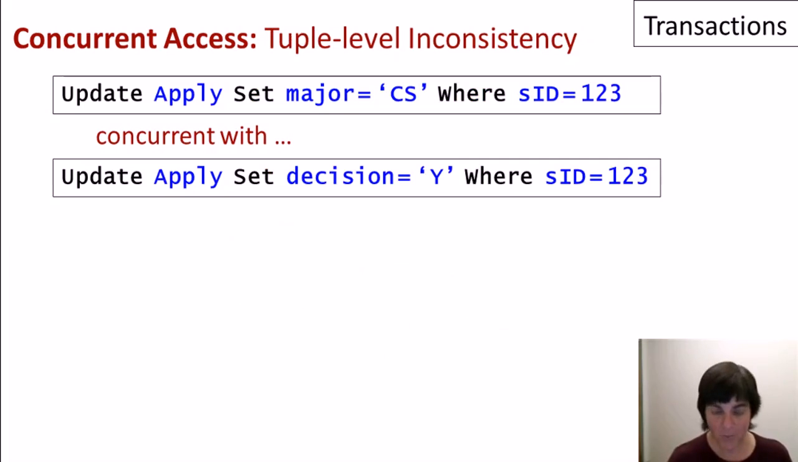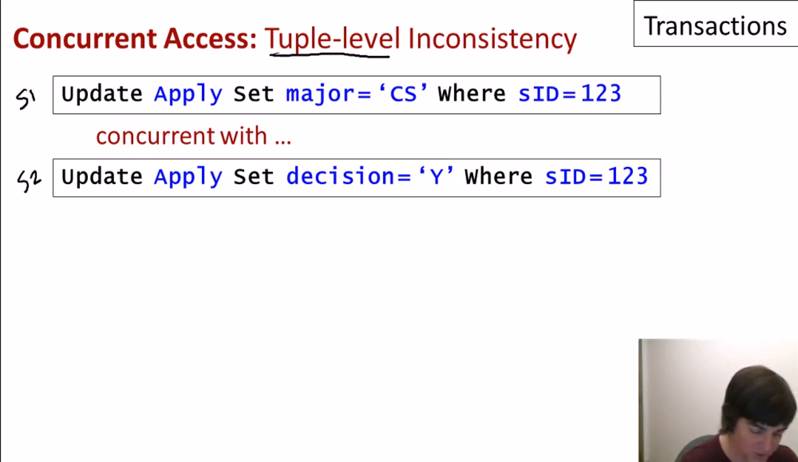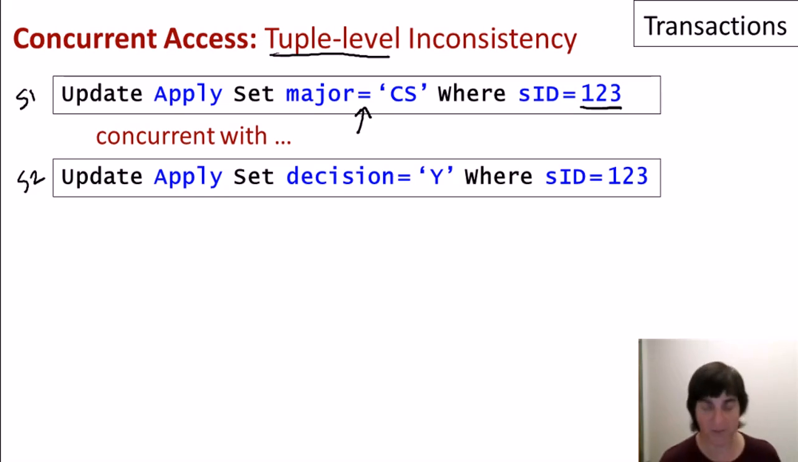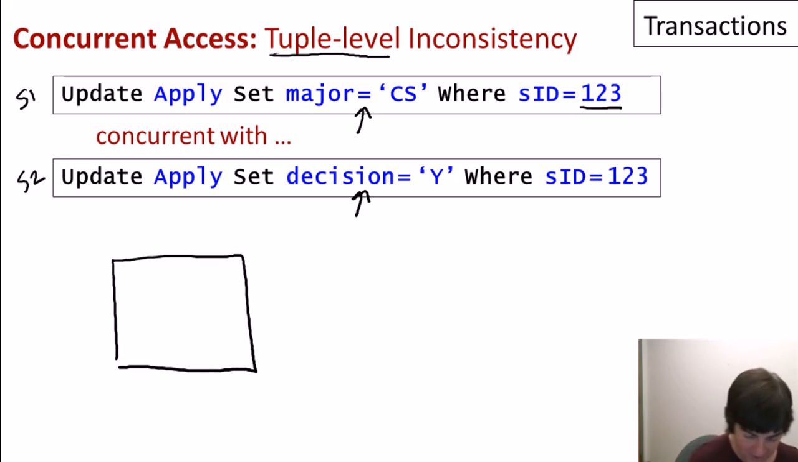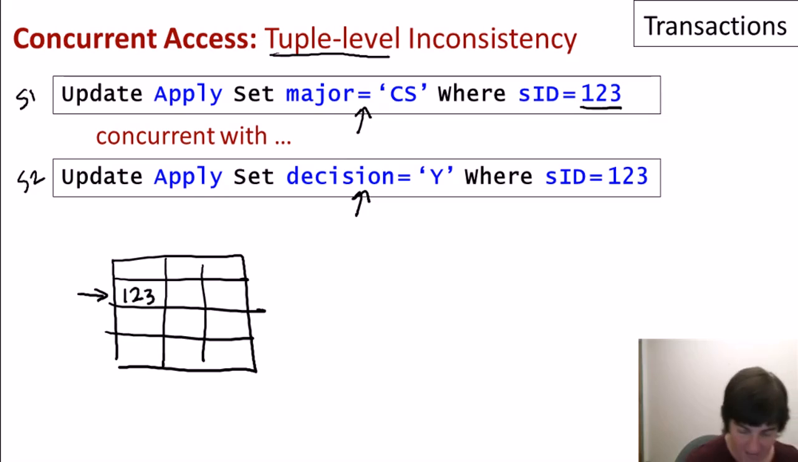Now let's look at an example where the inconsistency actually occurs at the tuple level. Again, we're going to have two clients that are both issuing statements to the database that will have some conflicting behavior. In this case, they're both modifying the apply record for the student with ID 123. The first client is trying to change that apply record to have a major that's CS, while the second is modifying a different attribute of the same record, saying that the decision should be yes. Now let's take a look again. So we'll have our table here, and now in this case we're looking at an entire tuple. Let's say that this is student 123, and so we have, say, the major in here and the decision in here.